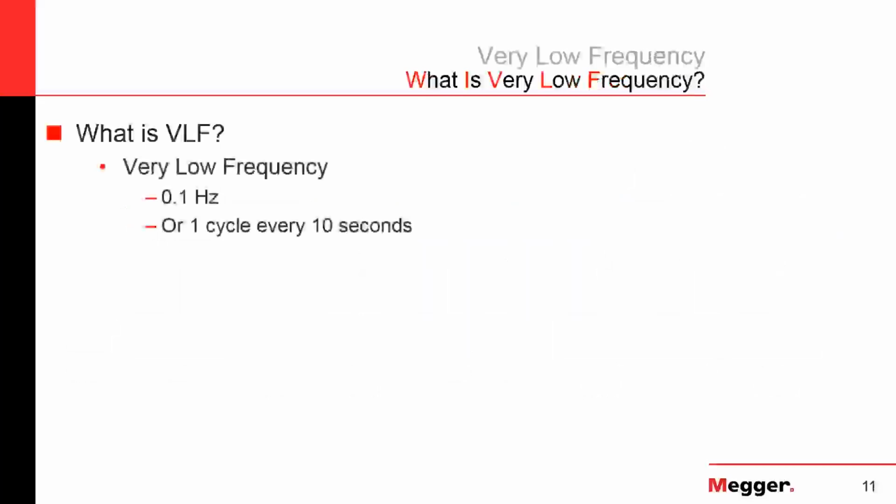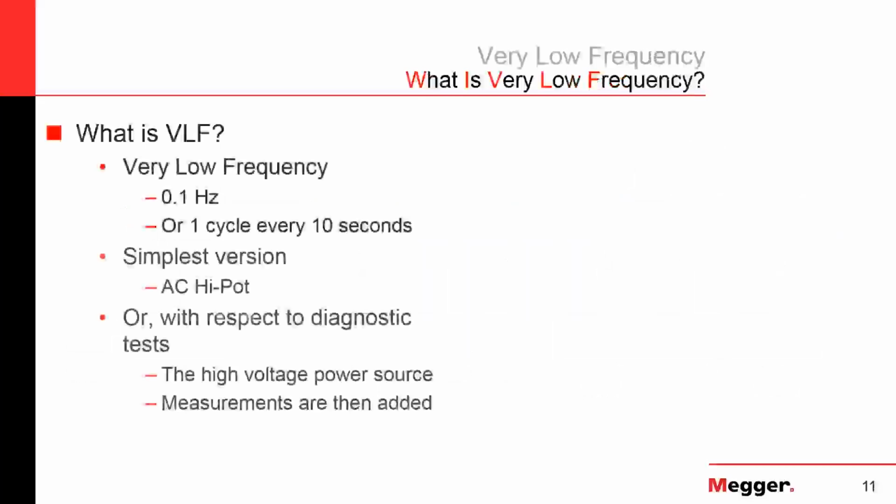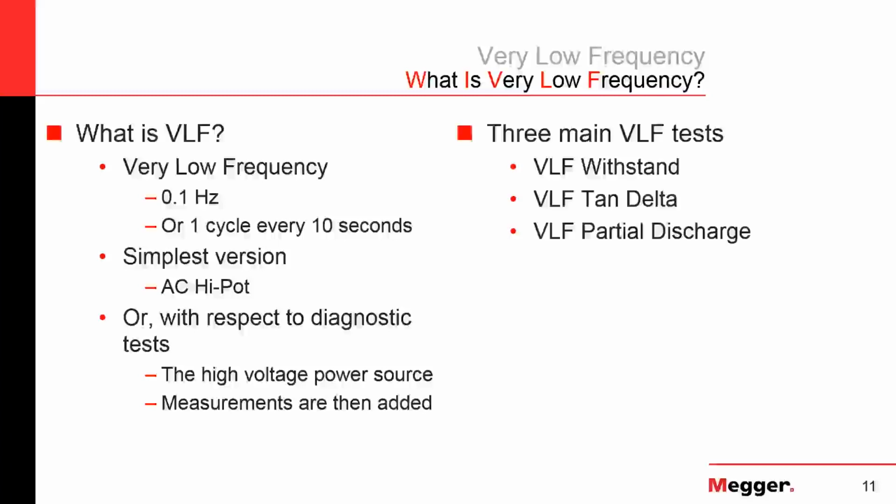So what is very low frequency? Fundamentally, it's an AC high pot that cycles at 0.1 hertz or one cycle every 10 seconds. And when we talk about our diagnostic tests, our tan delta and partial discharge, the VLF becomes the high voltage power source that we then add measurements to. There's three main VLF testing technologies: VLF withstand, VLF tan delta, and VLF partial discharge. And we'll talk about each of those in turn.